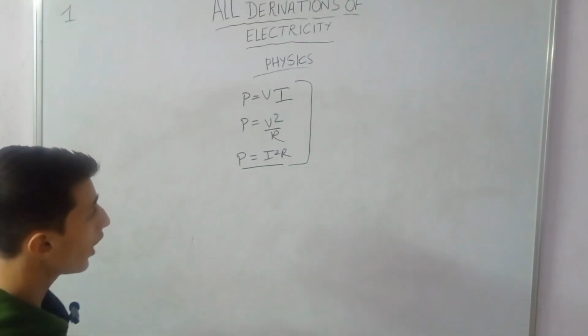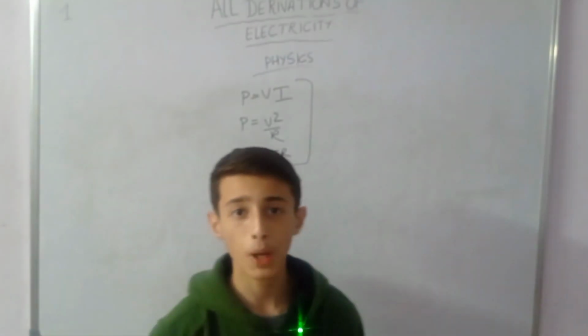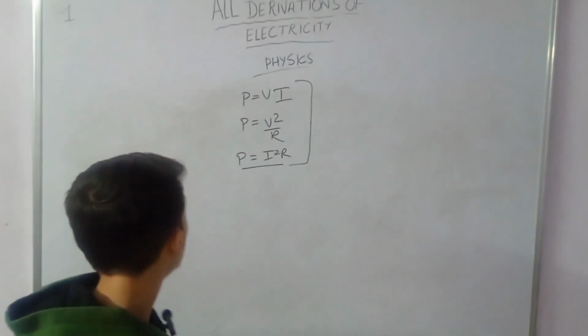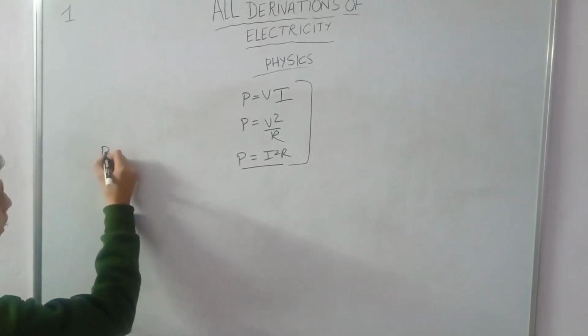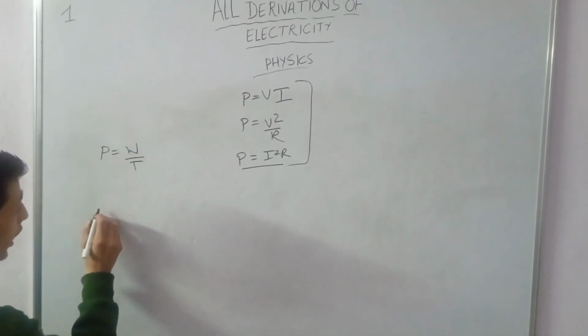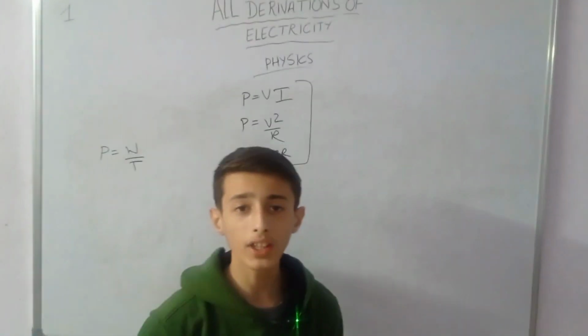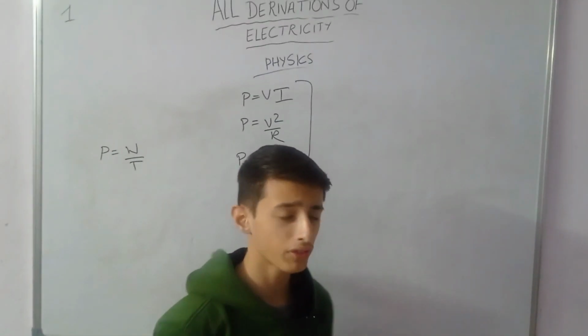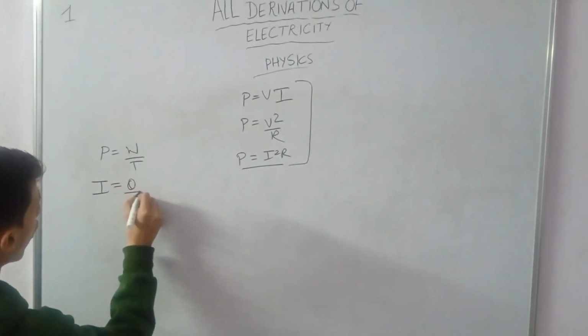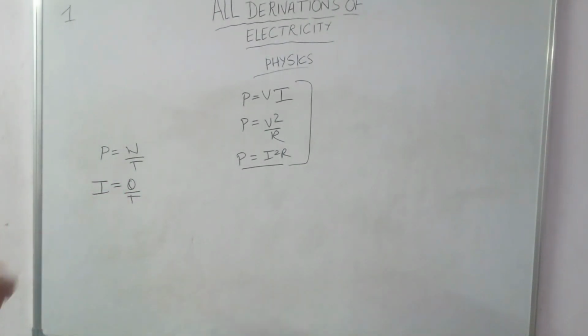Okay, we have studied in class 9 what is power. Power is the rate of work done or rate of energy consumption. Okay, rate of energy consumption. So we have the formula that rate of work done, that is W upon T. Okay, so we know what is electric current. Electric current is the rate of flow of charges. So the formula is I equals Q upon T.